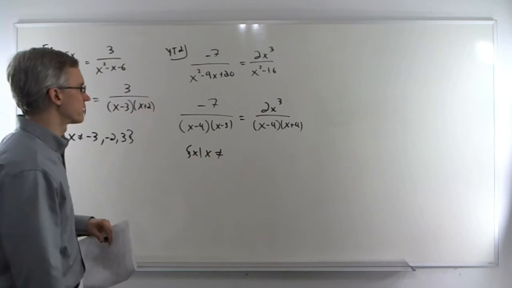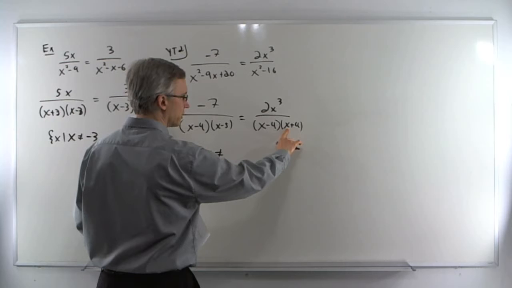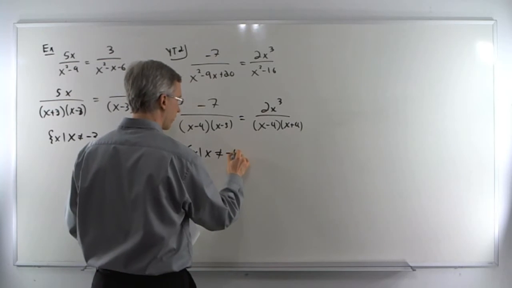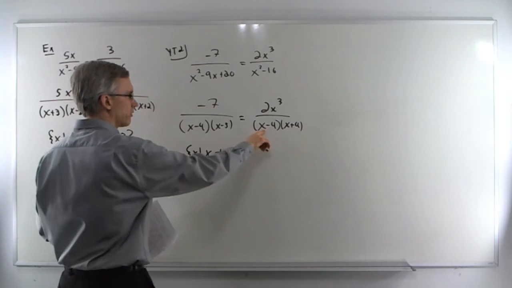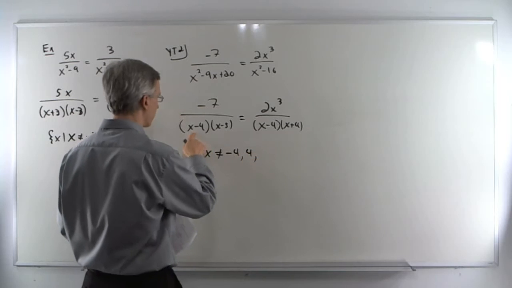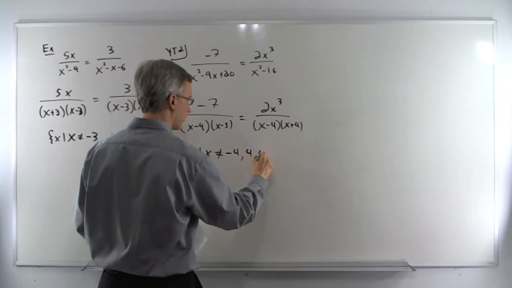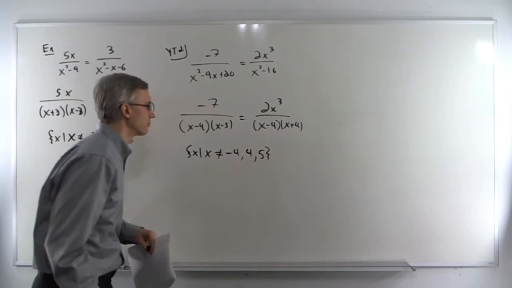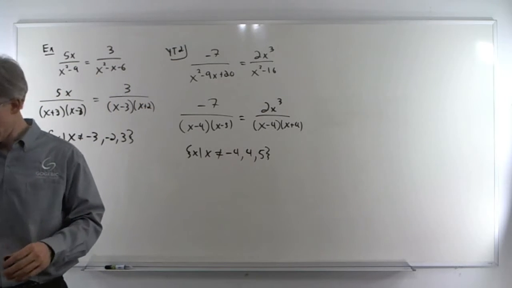All right, so to avoid division by 0, we could plug in negative 4 here and get 0, so we've got to avoid that one. Then 4, that one matches, and then 5. So all real numbers except negative 4, 4, and 5.